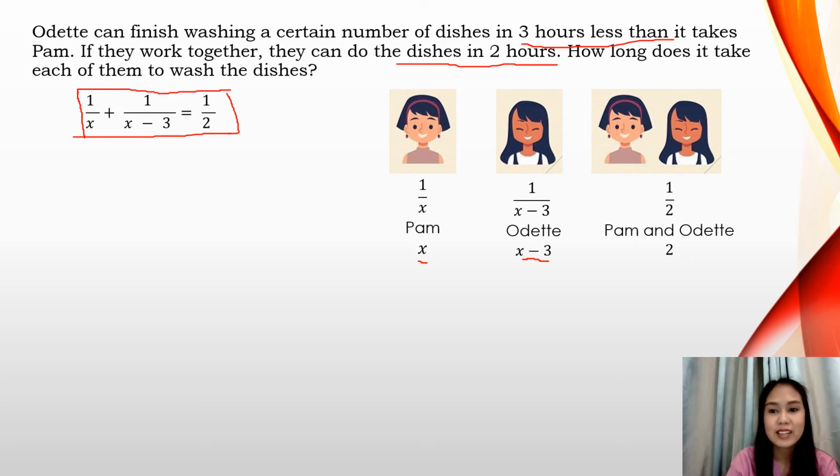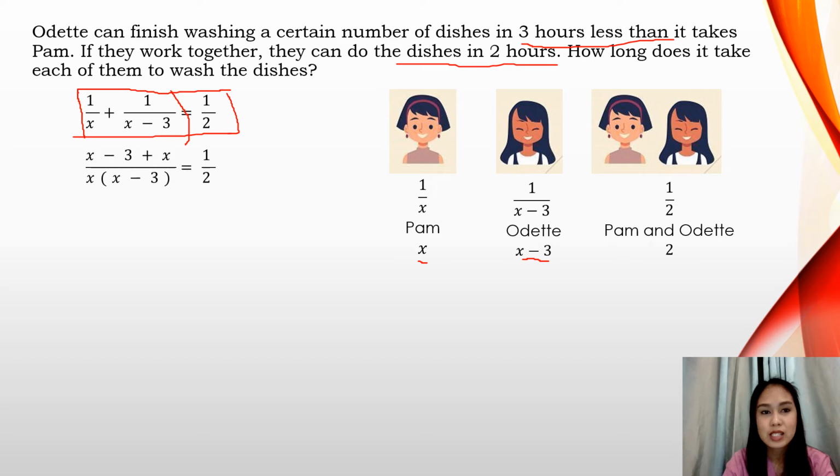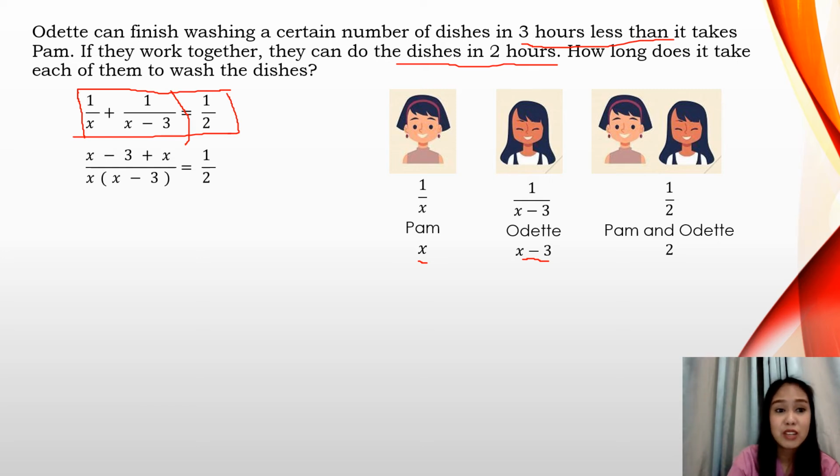So again, just like last week, we are going to work first on the left side of the equation. So this 1 over x plus 1 over x minus 3. So we get the LCD. The LCD is x times x minus 3 because the denominators are relatively prime. So we'll have x times x minus 3. For the numerator, that would be x minus 3 plus x.